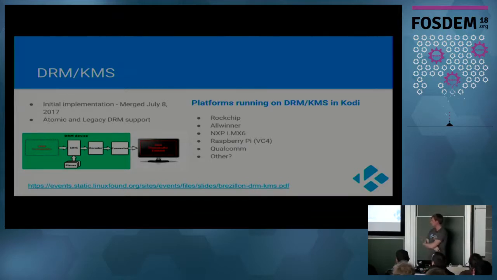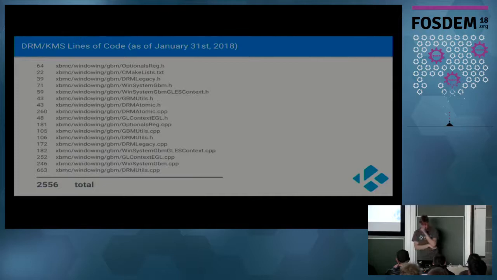If you have more interest in learning about it in general, there's tons of stuff out there. This linked presentation by Boris Brezillon is really fantastic. That's where this photo is from as well. So the implementation for DRM KMS is about 2,500 lines. This is just the windowing in general. It doesn't include decoding or rendering yet. But 2,500 lines to run on all these different platforms is pretty great.